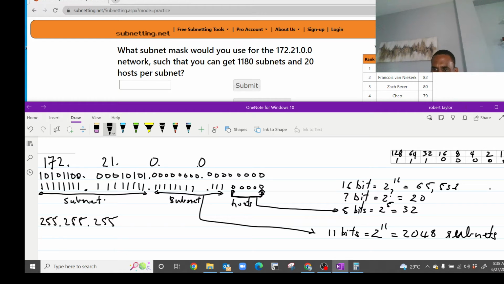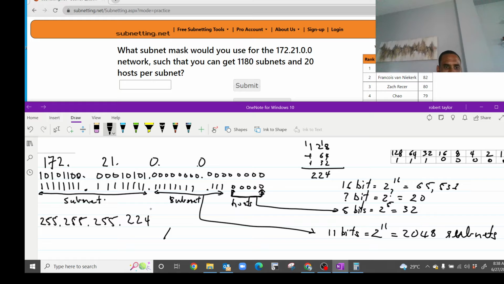So we know that now we need to add 128. Let me write it here. We need to add 128 to 64 to 32. This becomes 4 carry 1. This becomes 3, 9, 10, 11, 12. So 2 carry 1, and this becomes 2. So 224. So the subnet mask that we need for our 172.21.0.0 to give us at least 1,180 subnets and 20 hosts is 255.255.224. Now remember I told you that the address can also be represented by a slash notation.